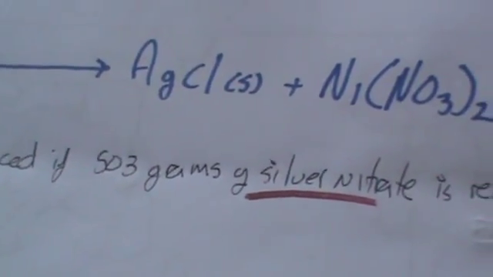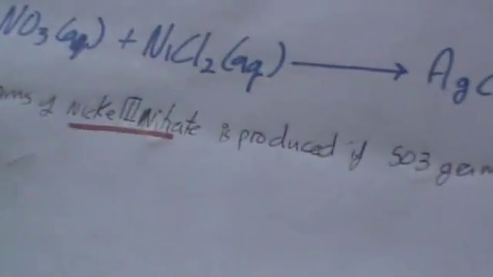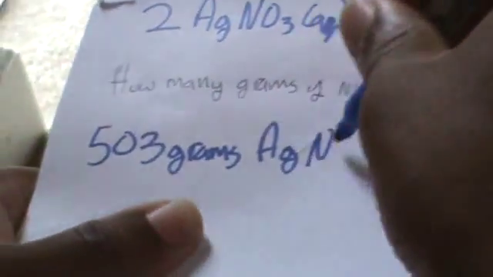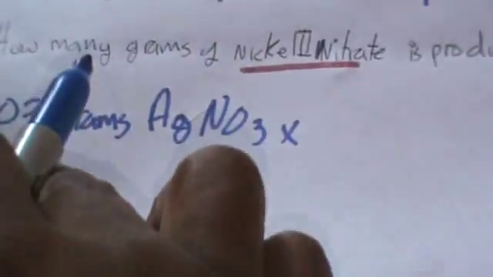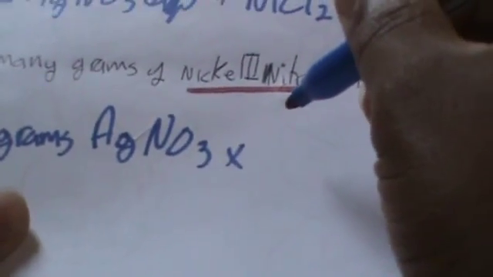I already have this information here: the grams of silver nitrate. I'm going to put that first because I want to find out how many grams of nickel nitrate. So, 503 grams of silver nitrate, AgNO3. You've got to know your moles to grams conversion, and I'm going to go over that as part of my explanation of this whole process.